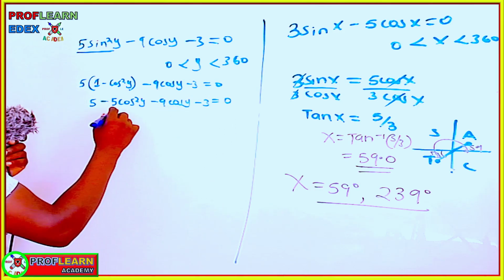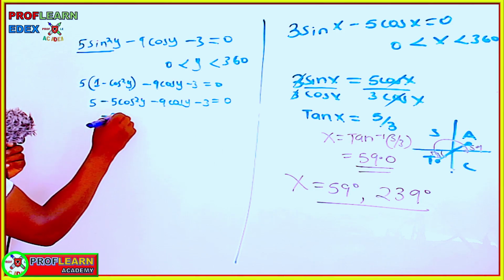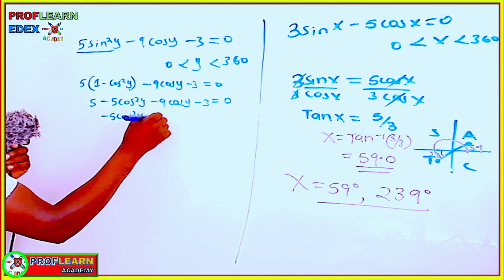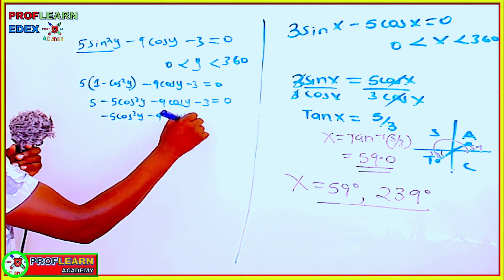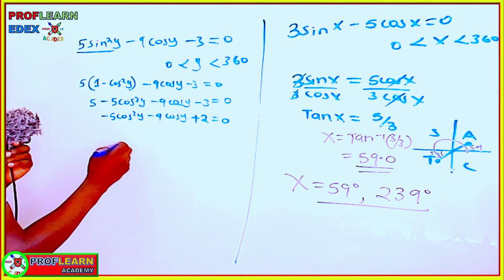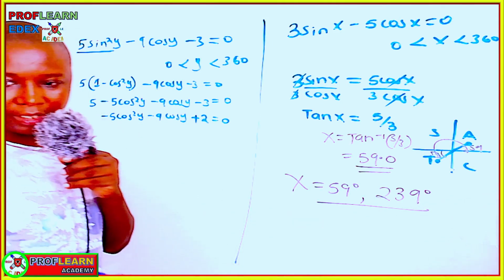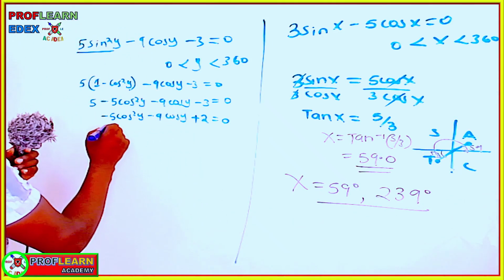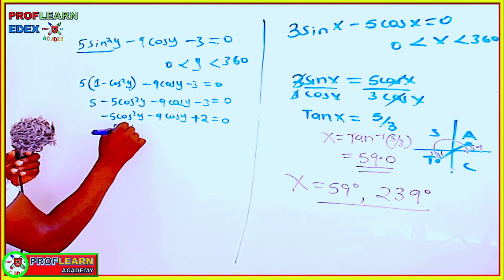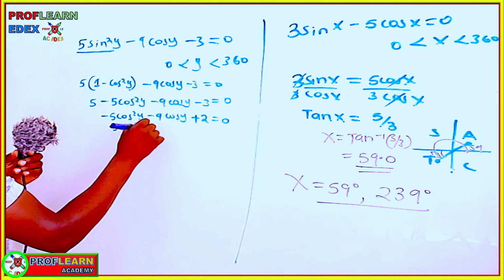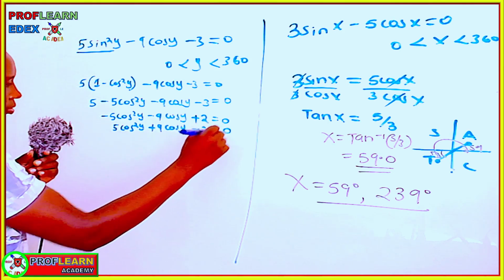And then we can simplify this further. Minus 5 cos squared y minus 9 cos y. This will be minus this plus 2 is equal to 0. If I divide all through by negative, this is going to be 5 cos squared y plus 9 cos y minus 2 is equal to 0.